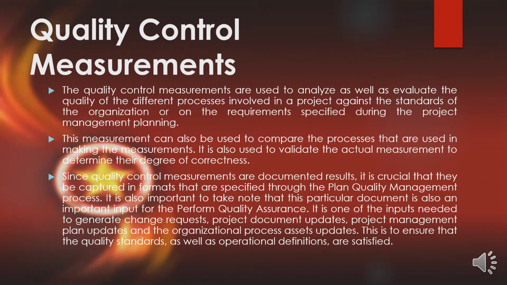Since quality control measurements are documented results, it is crucial that they be captured in formats that are specified through the planned quality management process. It is also important to take note that this particular document is an important input for the perform quality assurance process. It is one of the inputs needed to generate change requests, product document updates, project management plan updates, and organizational process asset updates. This is to ensure that the quality standards as well as operational definitions are satisfied.